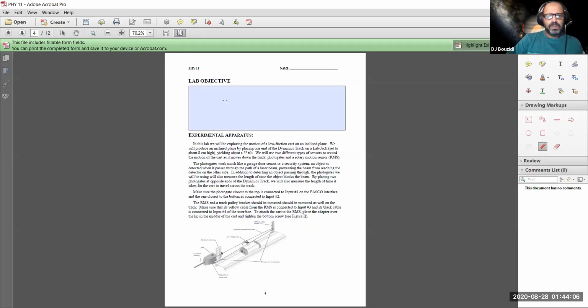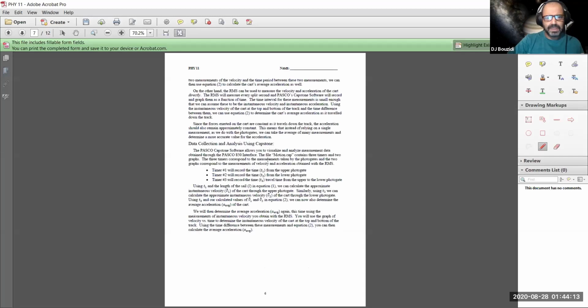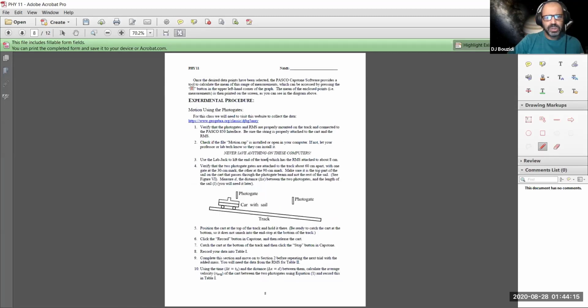Now comes my objective, okay? It's a good idea to ignore the objective for a moment. Try to go through the lab itself, okay? Try to understand what we're doing in here. And this is usually the experimental procedure. Again, this is part of a lab that is actually done in classroom.